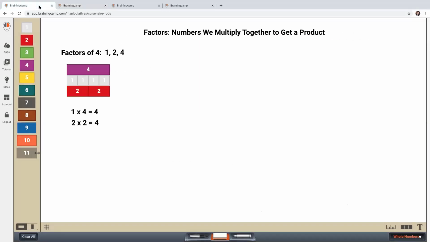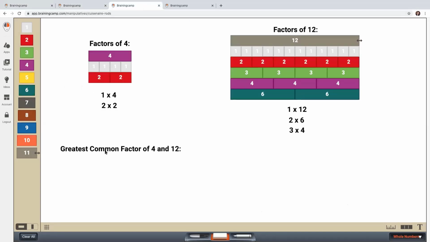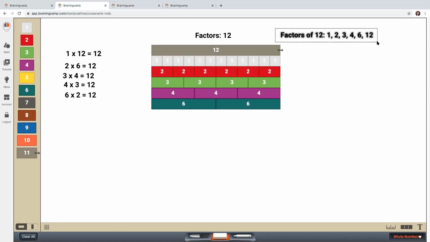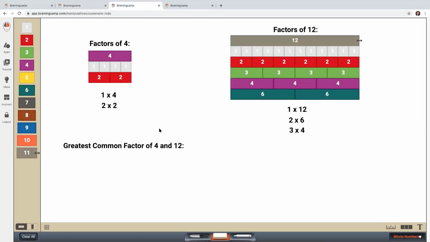And my factors for 4 were 1, 2, and 4. So if I want to find the greatest common factor of 4 and 12, I'm actually going to come over here and I want to make a copy of that list. Oh, the only thing is I don't think I can take that copy to another page. Okay, never mind. I will leave that right there. I'll go back over here. So I'm just going to write these out. I have 1, 2, and 4 for 4, and for 12, 1, 2, 3, 4, 6, and 12.